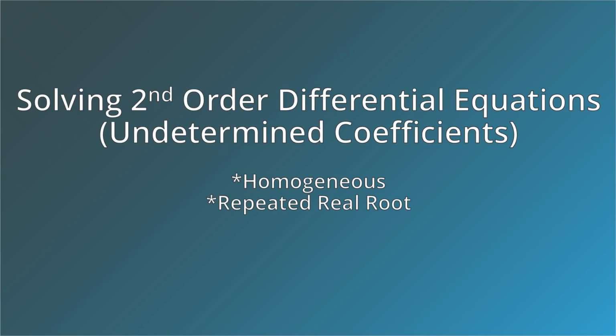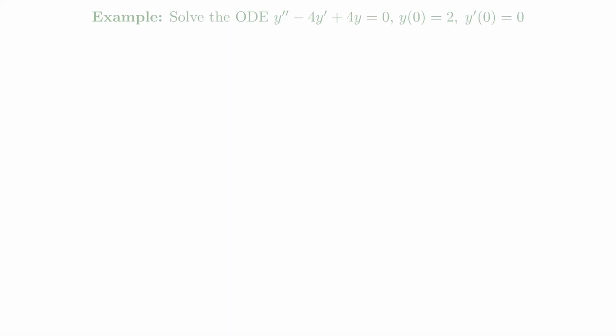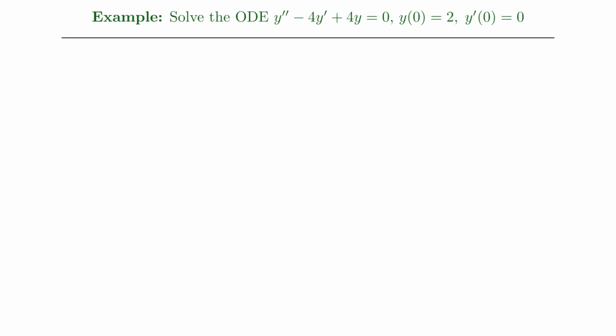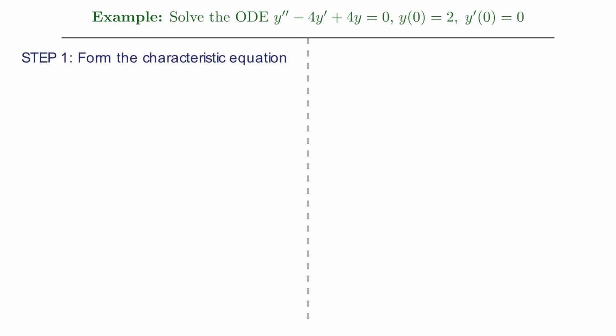In this video, we're solving a second-order differential equation using the method of undetermined coefficients. So in this example, we're solving the equation y'' - 4y' + 4y = 0, with the initial conditions y(0) = 2 and y'(0) = 0. So the first step is to form the characteristic equation.